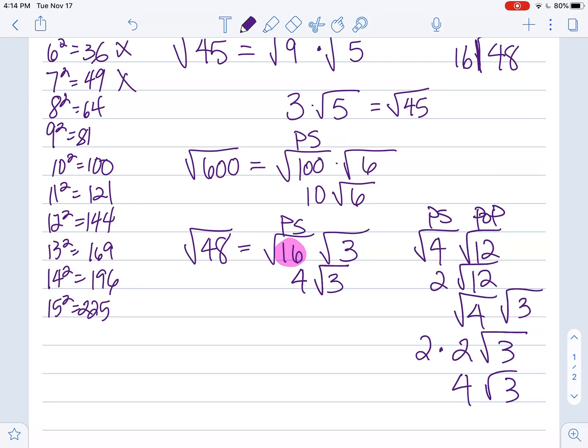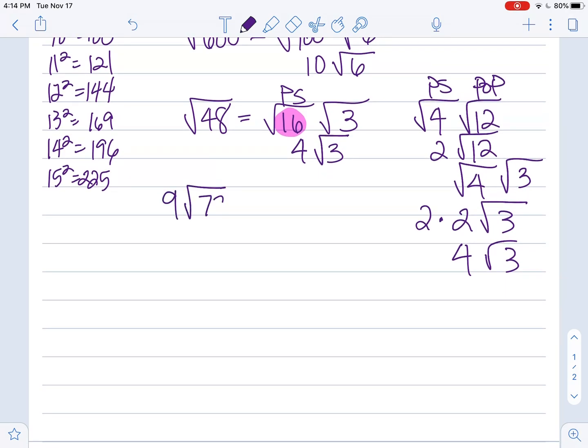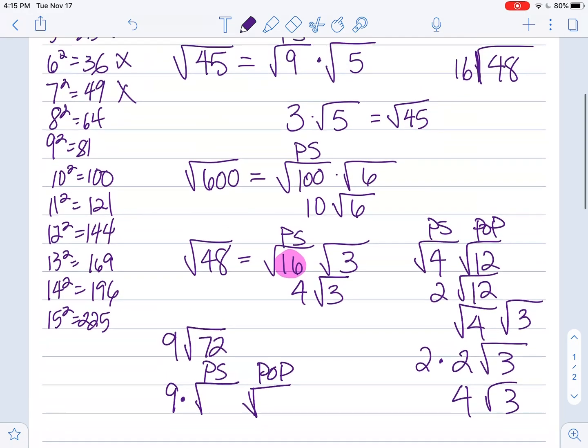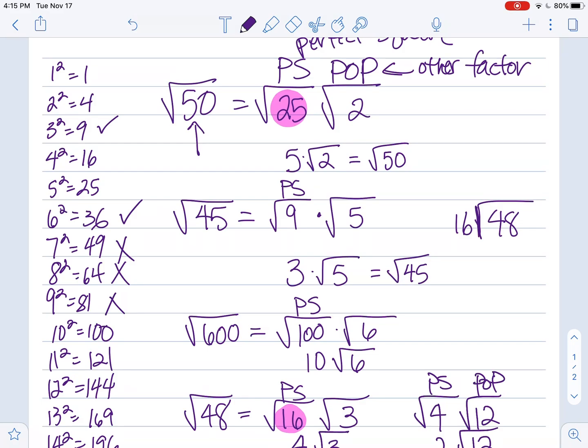I'll do one more with you. Let's do one on the other side. This one is 9 square roots of 72. Don't worry about the 9. Keep it over here. You're still going to PS POP it. Thinking about the factors of 72: 81, nope, too big. 64, nope. 49, nope. Is 36 going to work? Yep, it is. 9 would also work, but you don't want to use 9 because that's not the largest one. This one is the largest one.